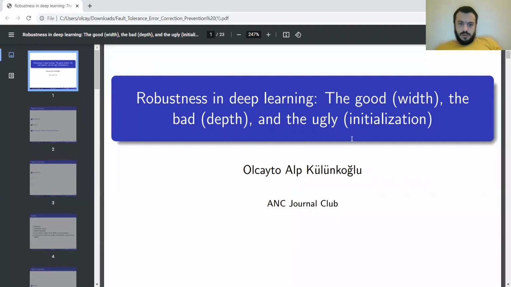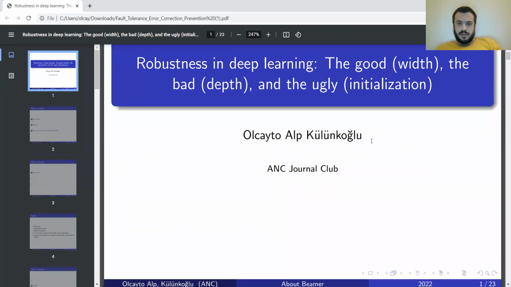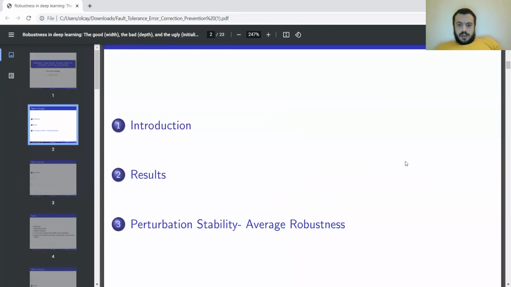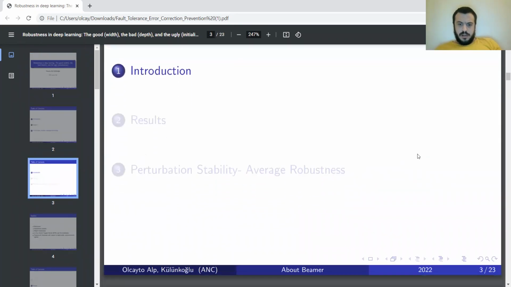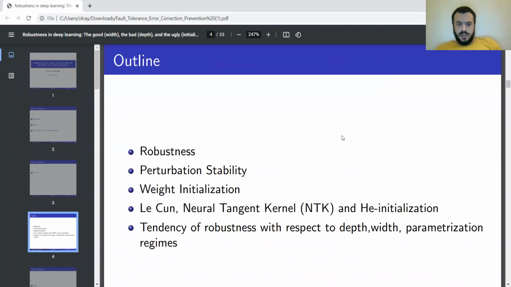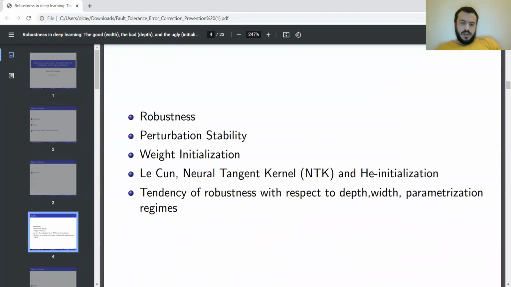So this paper has interesting results, and let me explain the basics of the paper. What we are interested in, the main thing, is robustness. And what is robustness? Robustness is generally understood as a system's resistance to change, to perturbations.